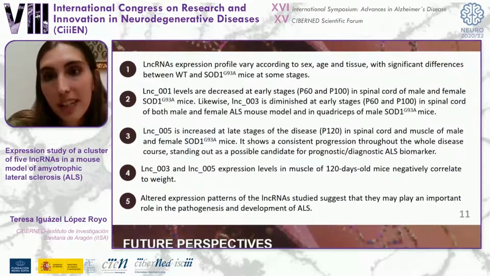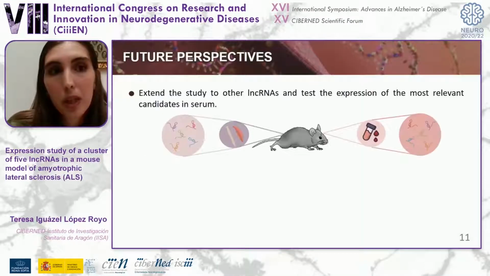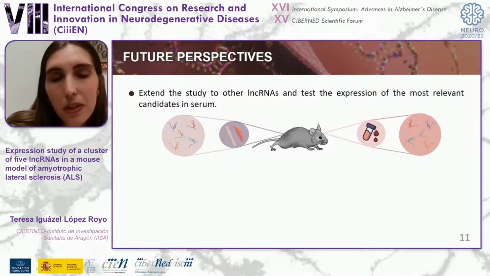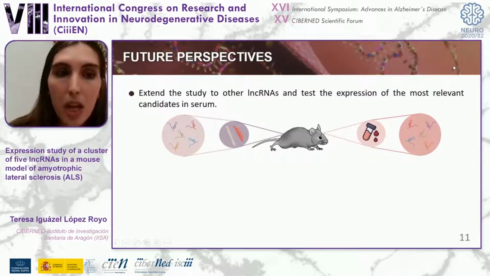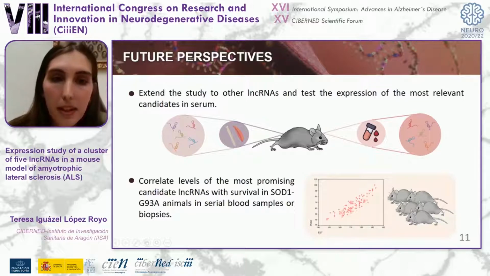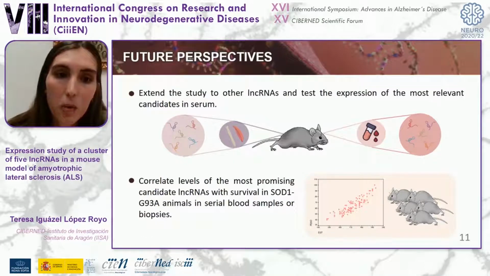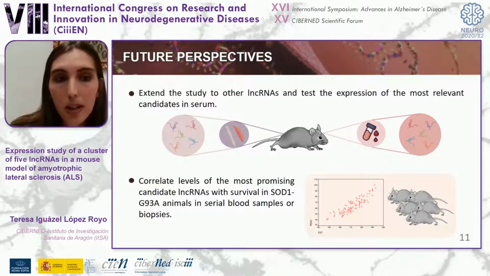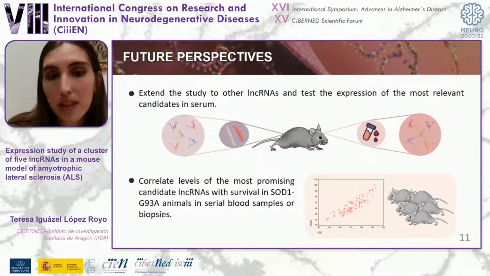What do we want to do next? Well, we want to extend the study to other non-coding RNAs and test the expression of the most relevant candidates in serum. And we would also like to correlate the levels of the most promising candidates with the survival of SOD1 animals in serial blood samples or biopsy.